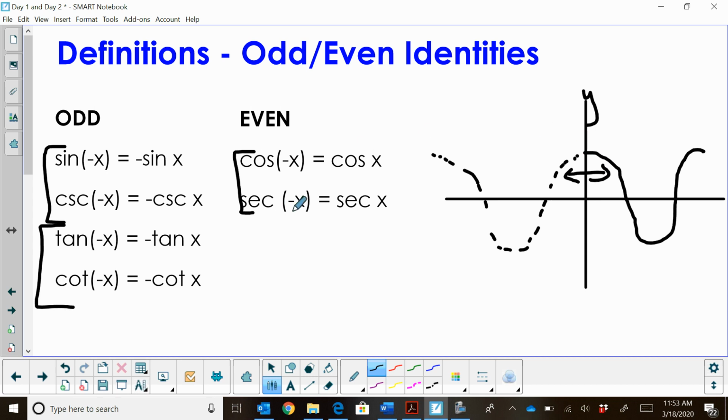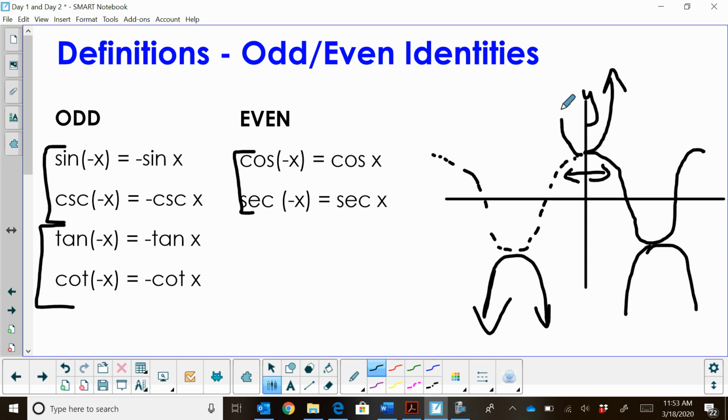And then, of course, secant would be the reflection. So if I reflect this up and reflect this down, reflect this one over here, you can see that almost looks like a parabola, but of course we know it's not because it, again, has asymptotes. But you can see it's reflecting, and these would reflect over the y-axis also. So those are your odd and even functions and kind of the visual.